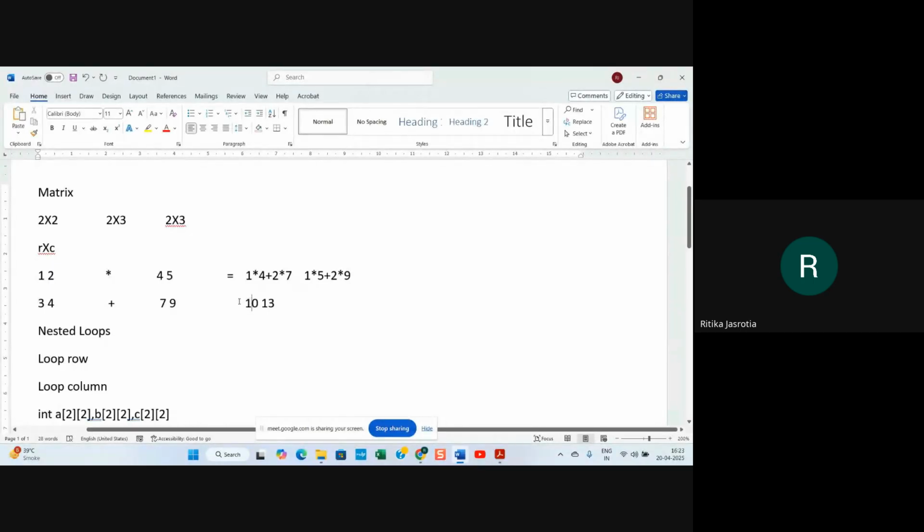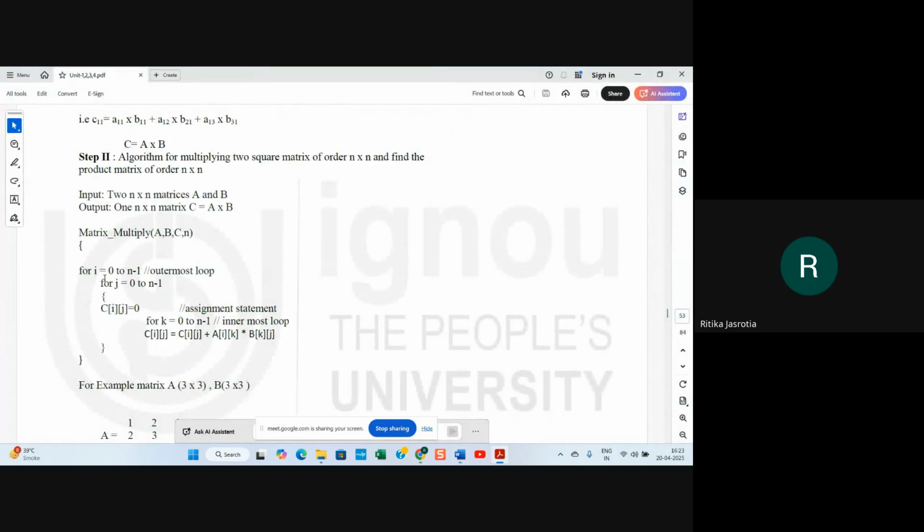ऐसे ही अगर मैं सेकंड वाले की यहाँ ये वाले की बात करूं, ये होगा 3 into 4 plus 4 into 7. सो ये चीज करने के लिए मुझे 3 लूप्स की जरूरत पड़ेगी. अगर इस तरह से मुझे मल्टीप्लाई करना है तो आई नीड 3 लूप्स. सो इफ यू सी हियर, ये पहला आउटर लूप जो है, ये आउटर लूप i लूप है, फिर उसके बाद j वाला दूसरा लूप है, और ये k वाला तीसरा लूप है.